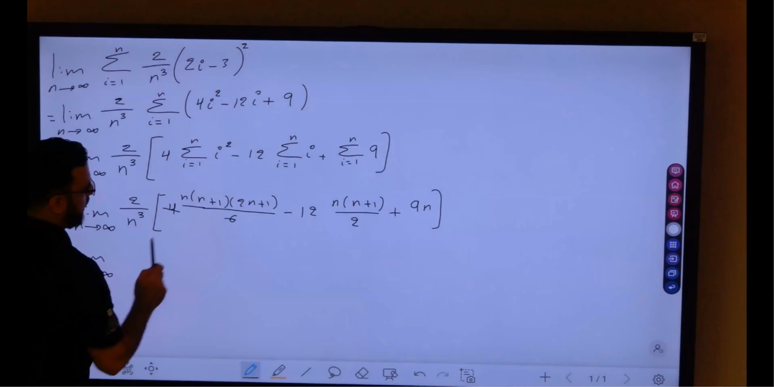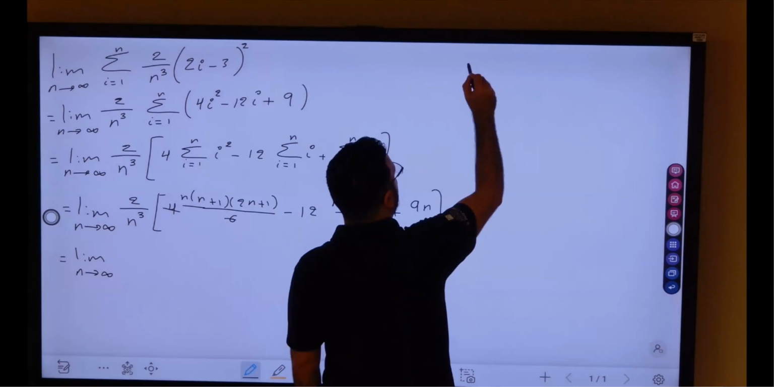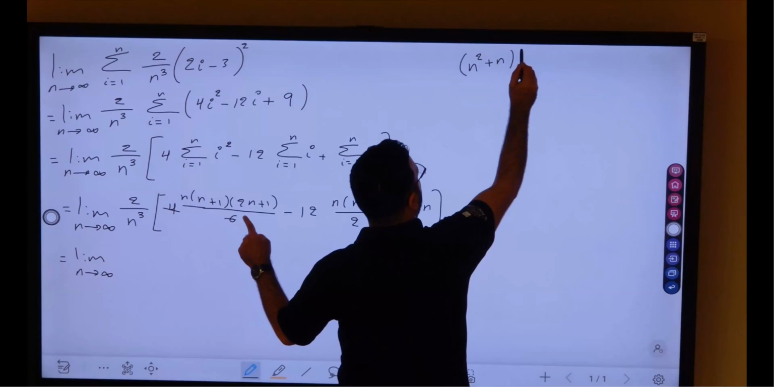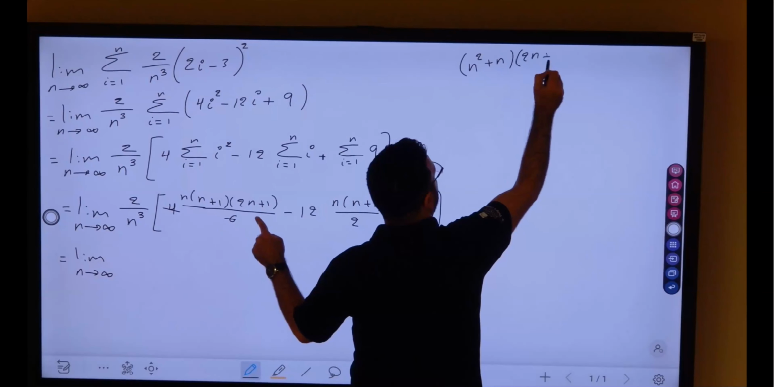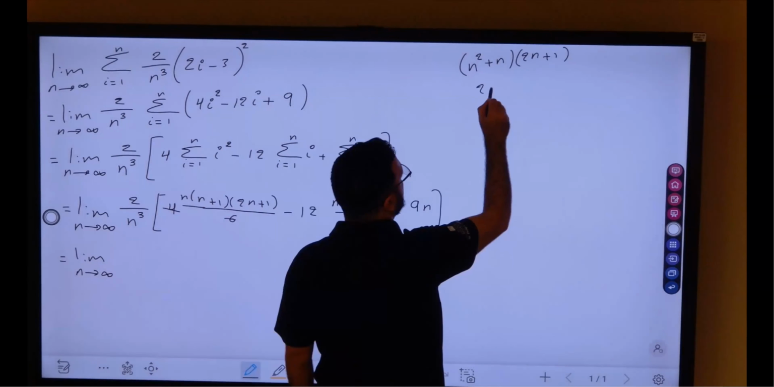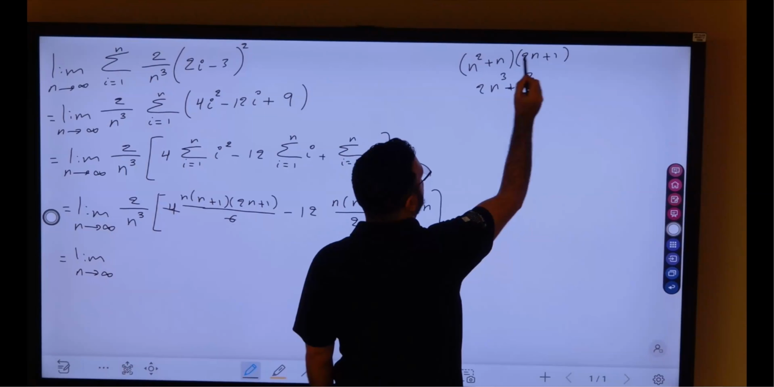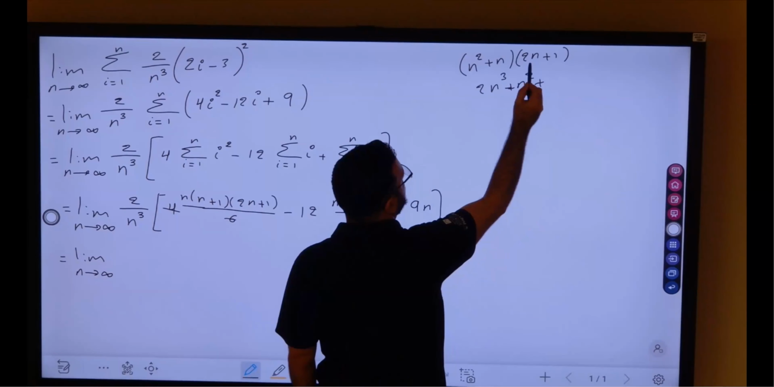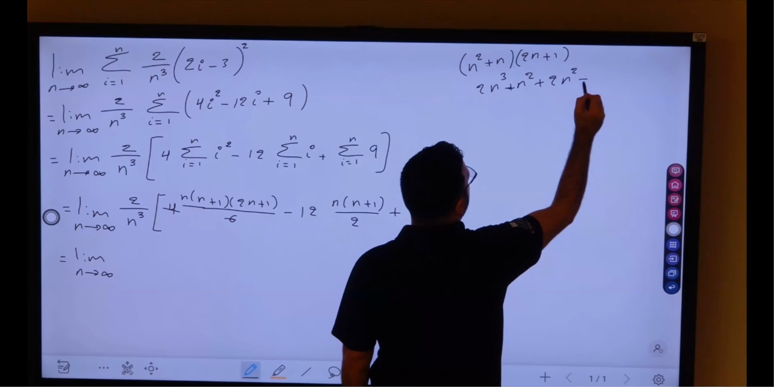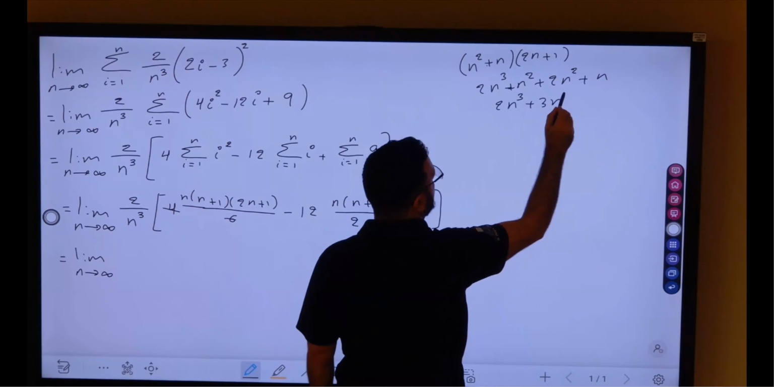Can you distribute here? It's n squared plus n. If you distribute with 2n plus 1, how much is that? It's going to be 2n cubed plus n squared, plus 2n squared plus n. So there's going to be 2n cubed plus 3n squared plus n.